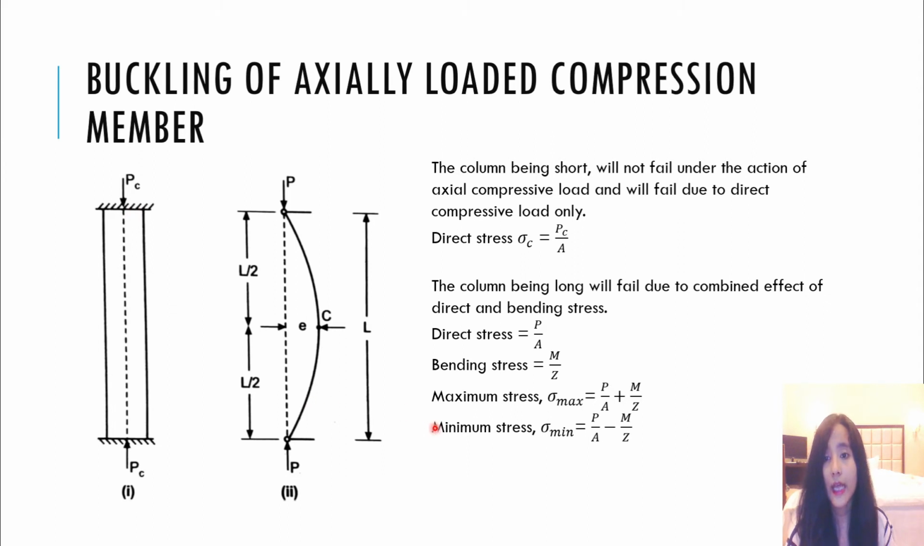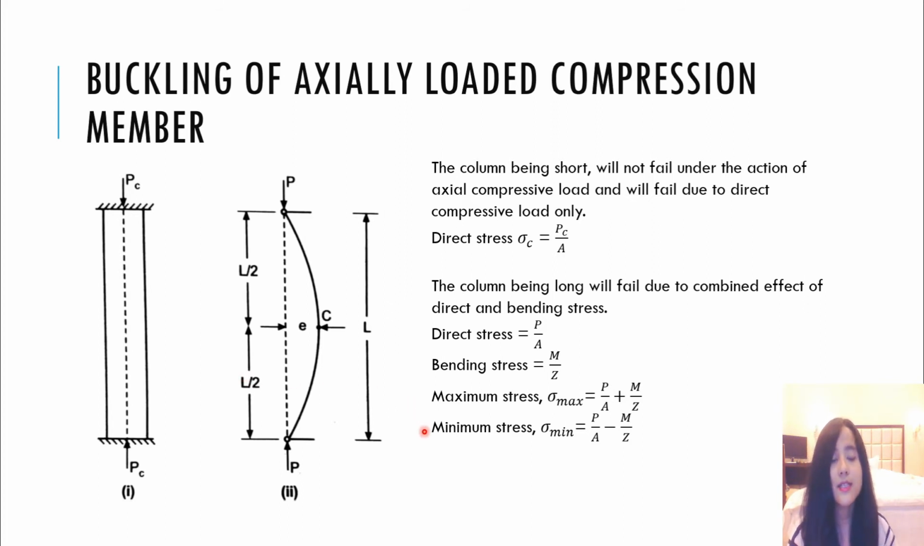Okay, and now see here, the short column being short will not fail under the action of axial compressive load and will fail due to direct compressive load only. Okay, so we already know short columns fail only by direct compressive load. So the direct stress here will be equal to sigma C equals PC by A. Sigma C here is direct stress, PC here is crushing load, by area of the column.